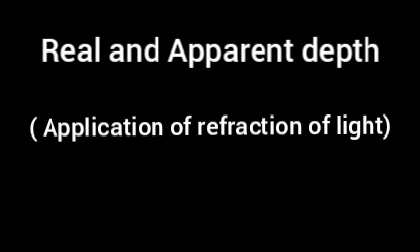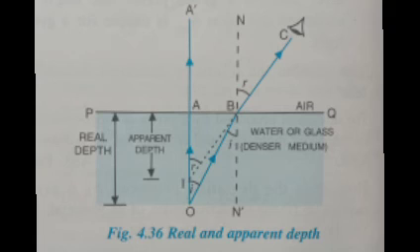Let's say real and apparent depth. This is one of the applications of refraction of light. If you see any object inside a liquid or water, you can see in this diagram the height from the surface to the bottom, or the length from the surface of water to the bottom of the liquid. Here on the bottom there is an object O. If you measure the length AO, then this length is called real depth.